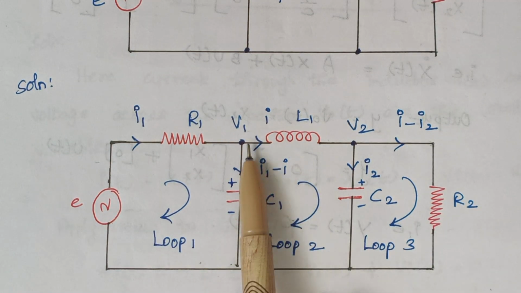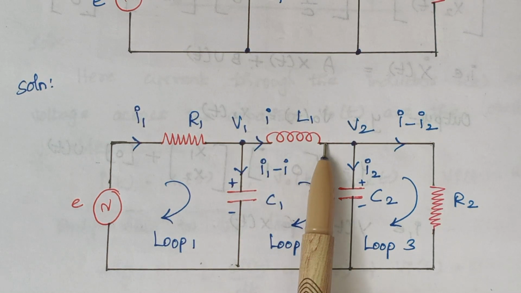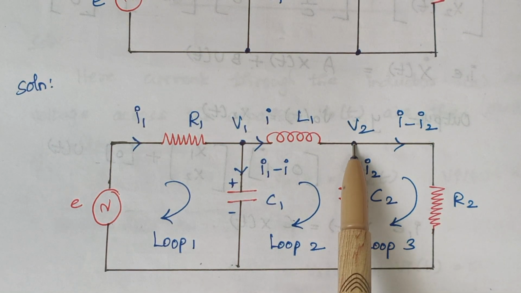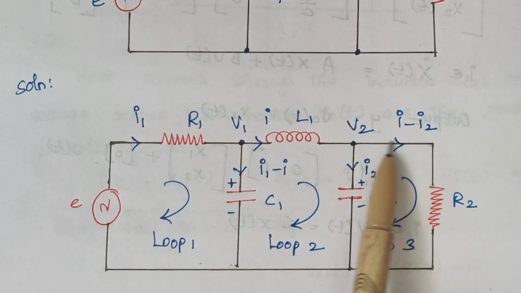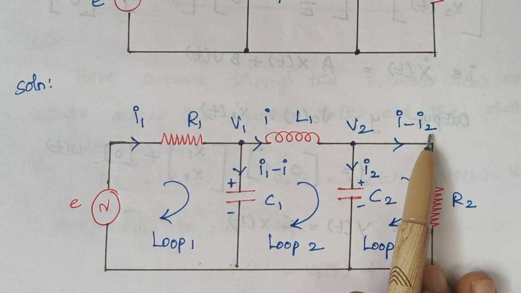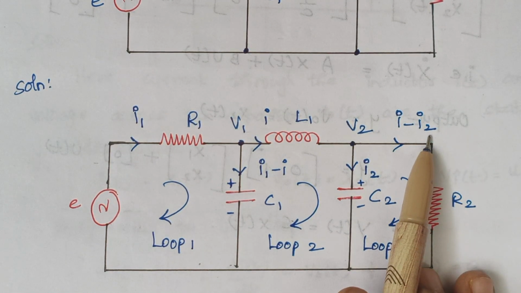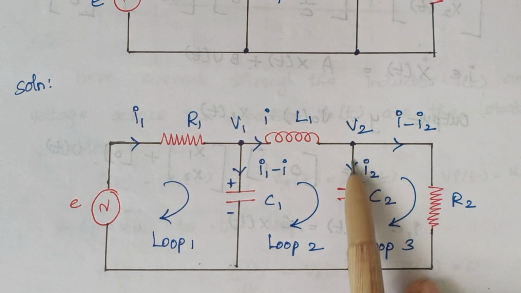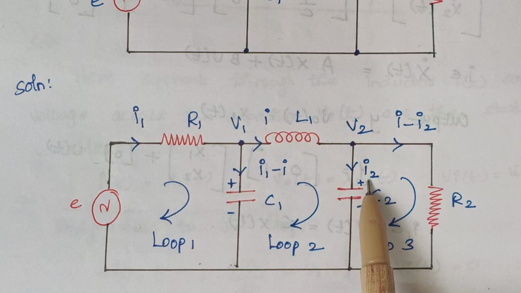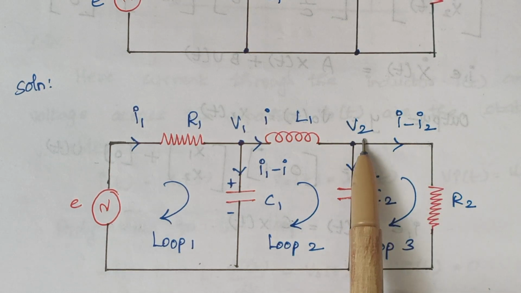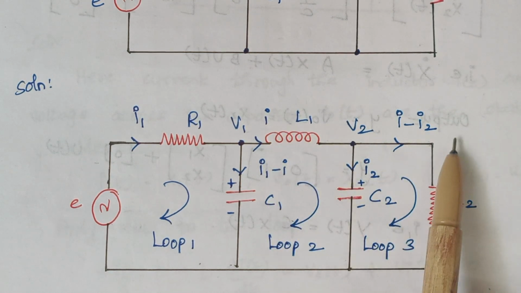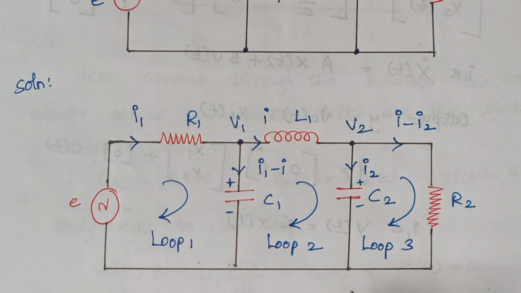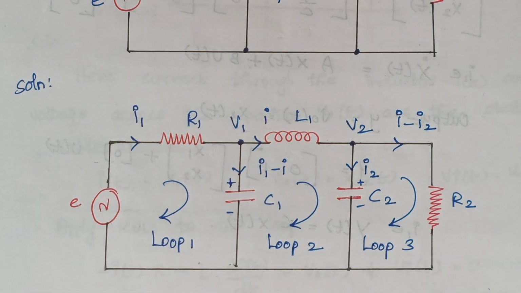Then again the current gets divided at this node V2. Here we assume the current flowing through this path as I2, so the current flowing through this branch will be I minus I2. Again, the same thing: the current gets divided at nodes.